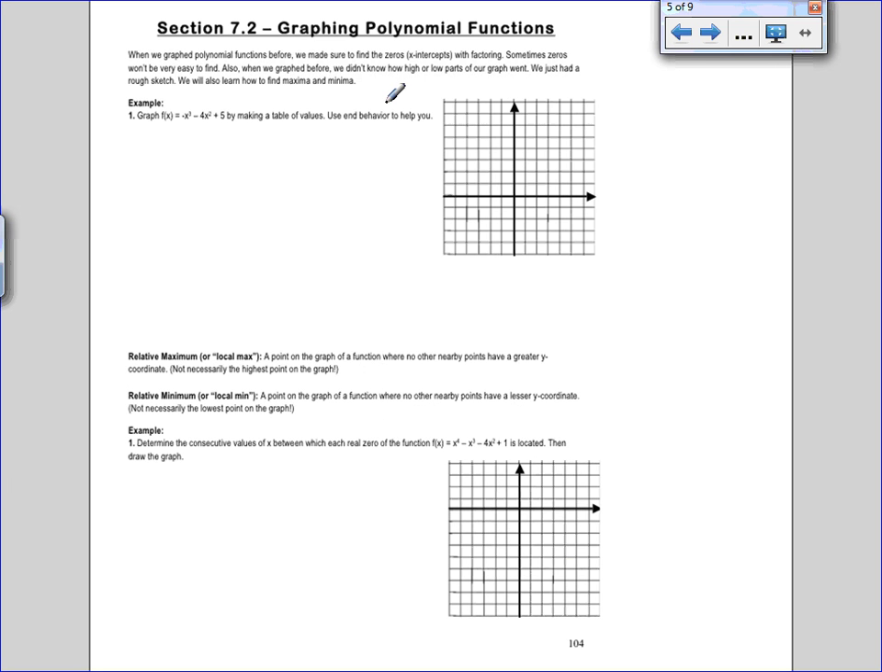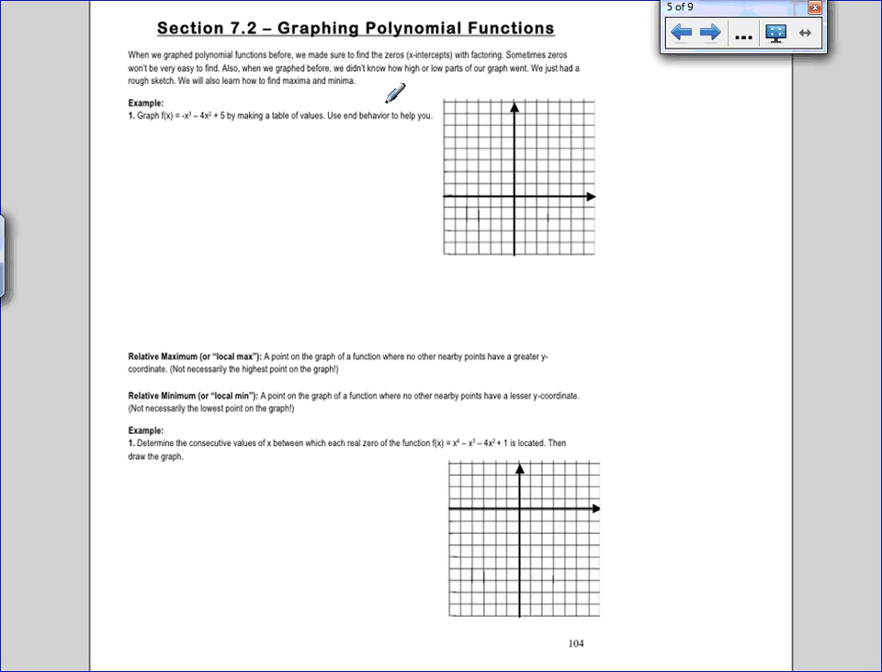Okay, today we're going to do section 7.2, which is on graphing polynomial functions. Now in section 7.1, we graphed polynomial functions using zeros or x-intercepts that you could always find with factoring. Some zeros aren't really that easy to find. They may be between two integer values, such as -1 and -2.